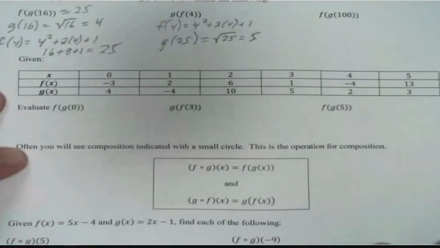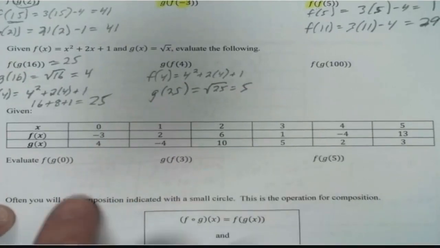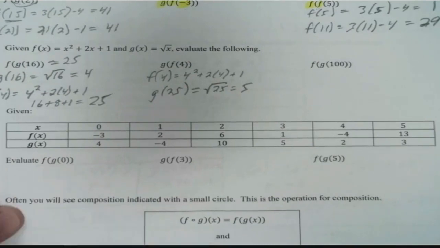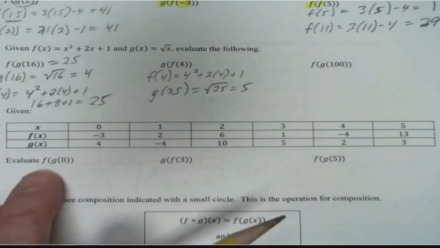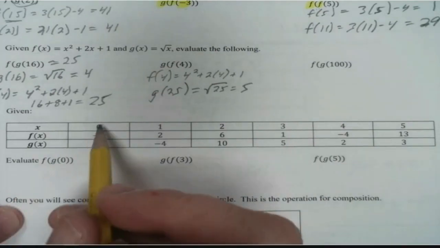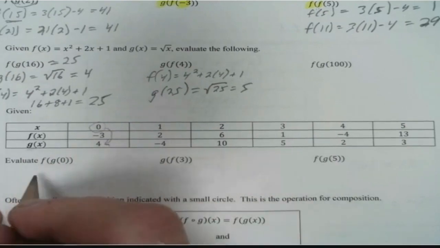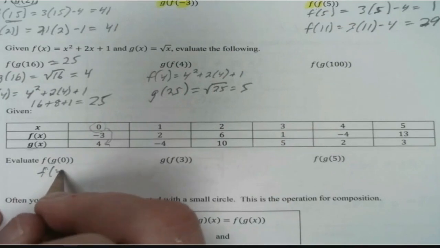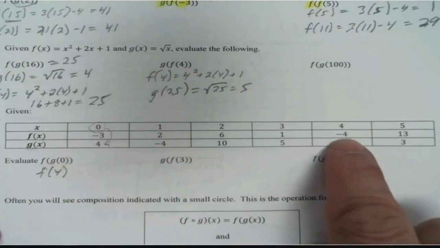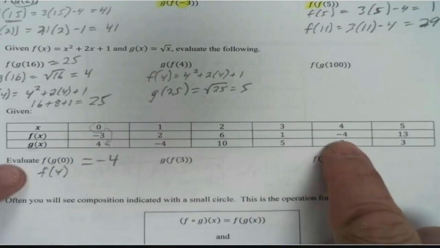All right, let's just look at these 3 right here. We have a table this time. F of g of 0. All right, don't get lost in the table here. Just think about what that's asking. F of g of 0. So g of 0 is equal to, let's see, here's 0. So g is the second one. So it's equal to 4. So that means you need f of 4 because g of 0 equals 4. So we're going to go down here to the 4 and then see what f equals. So that equals negative 4 because that's what f of 4 equals.